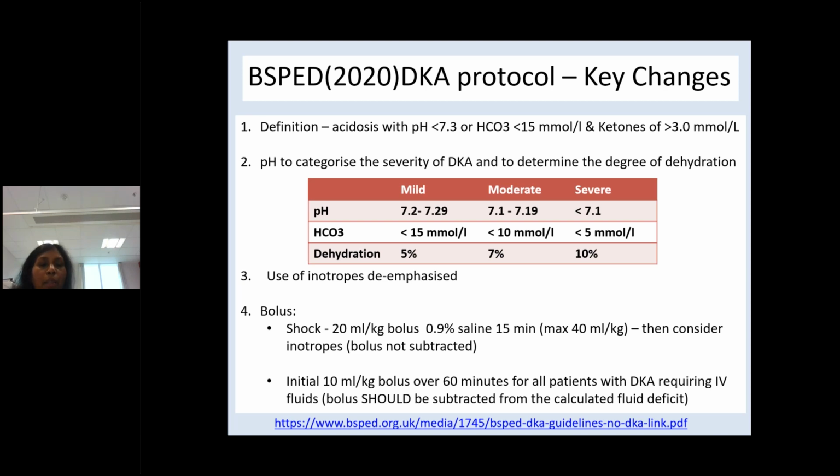And then as soon as we have corrected the shock, we assess them, and if they are not in shock, then all the children get an initial 10 mils per kilo bolus over 60 minutes. And this bolus should be subtracted from the calculated fluid deficit.